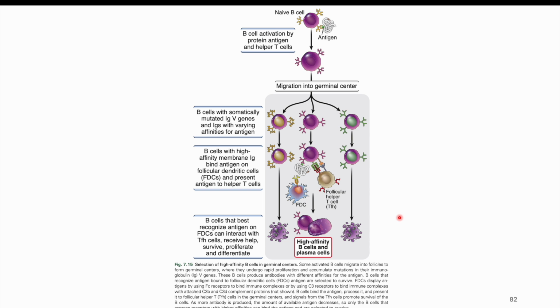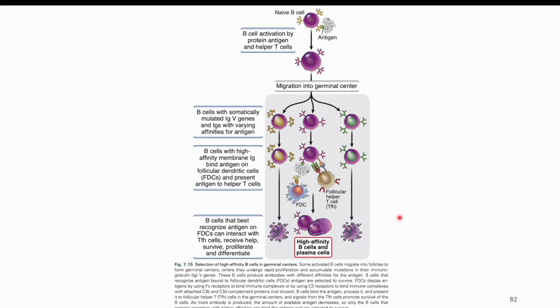FDCs, or follicular dendritic cells, display an antigen by using Fc receptors to bind immune complexes, or by using C3 receptor to bind immune complexes with attached C3b and C3d. These are complement terminologies, don't worry about them. Once B cells bind the antigen, process it and present it to the follicular helper T cell in the germinal center, the signal from the T follicular helper cells promotes survival of the B cell.